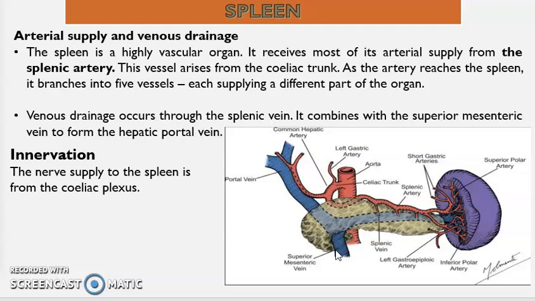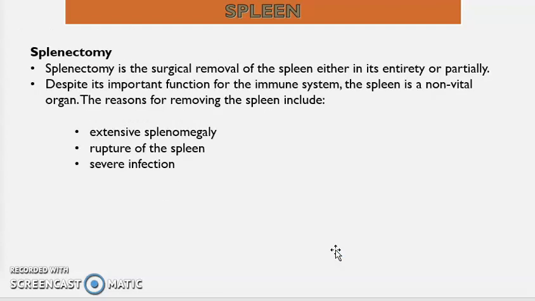Venous drainage occurs through the splenic vein. It combines with the superior mesenteric vein to form the hepatic portal vein. The nerve supply to the spleen is from the coeliac plexus.